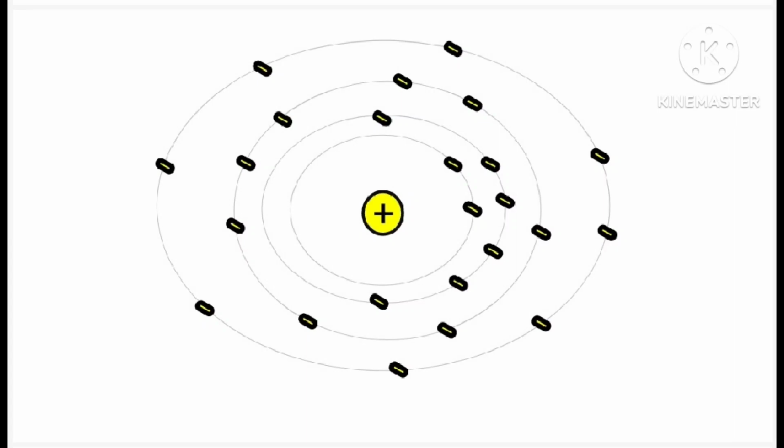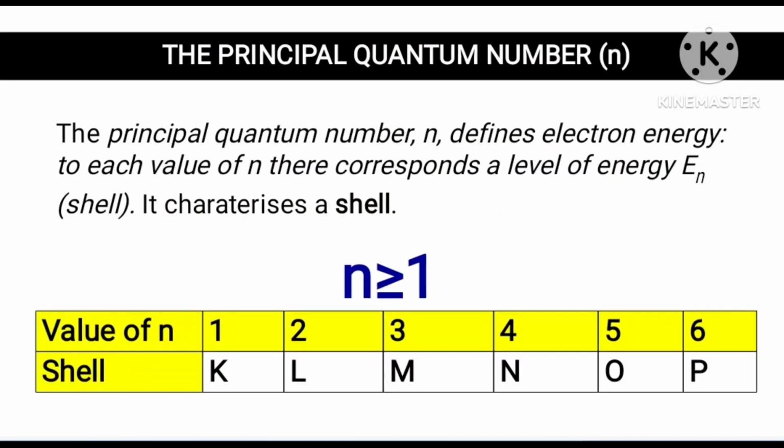So if we talk about quantum numbers, let's start with the principal quantum number, n. n has values which are more or equal to 1, 2, 3, 4, etc. So it has integer numbers. It characterizes a shell. So n shows the number of shells.